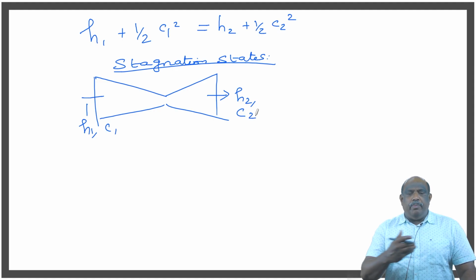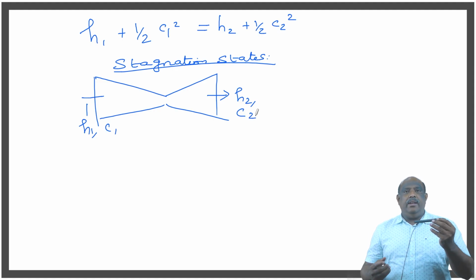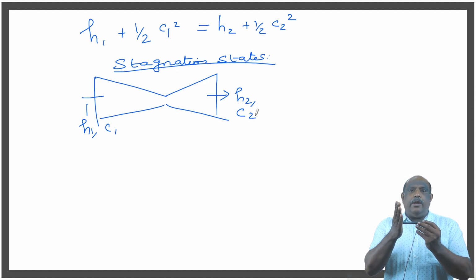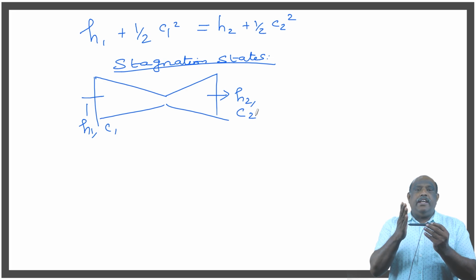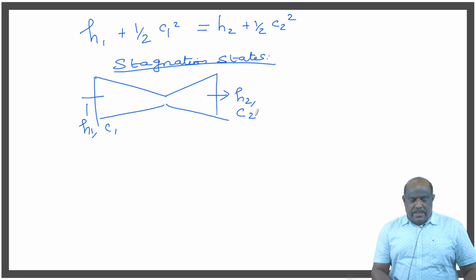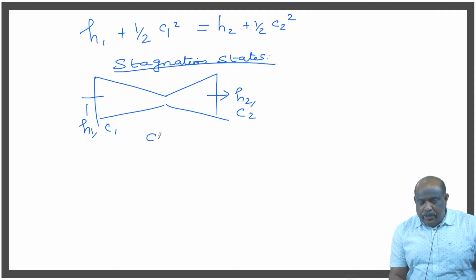I am going to make the flow to stagnate. Now the flow is coming from the left hand side to the right hand side, and at a particular location I am going to make this flow to stagnate, which means I am going to make this flow come to rest, which means my C2 is brought to 0. So you can see the flow is entering at H1 and is trying to exit at velocity C2. But I am going to make this C2 equal to what?